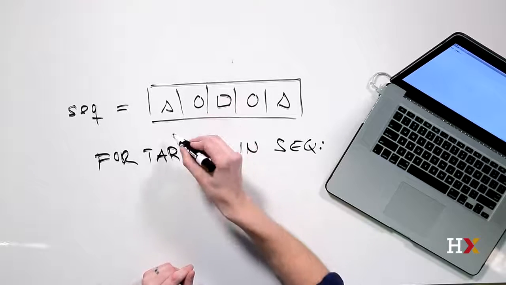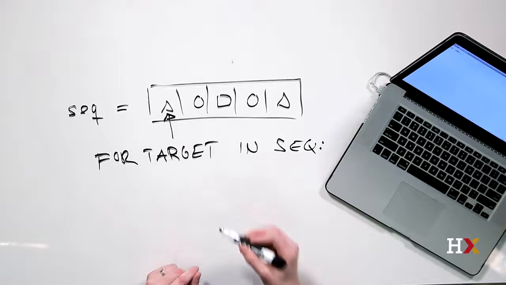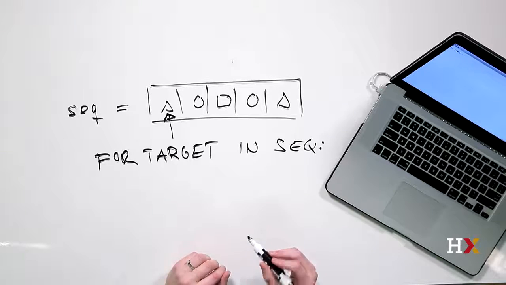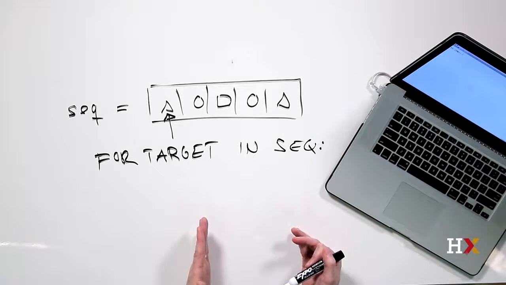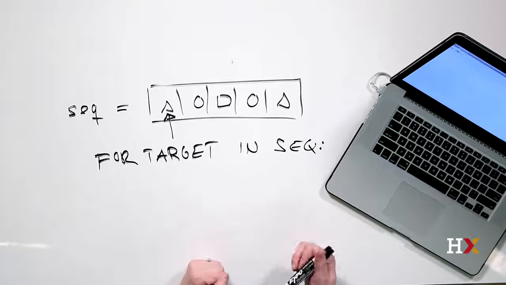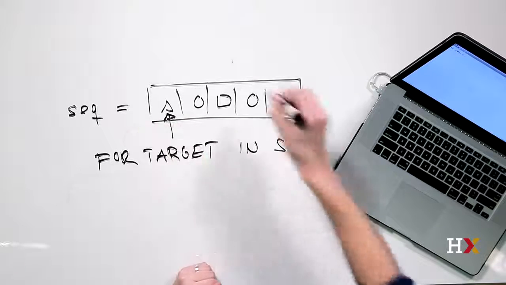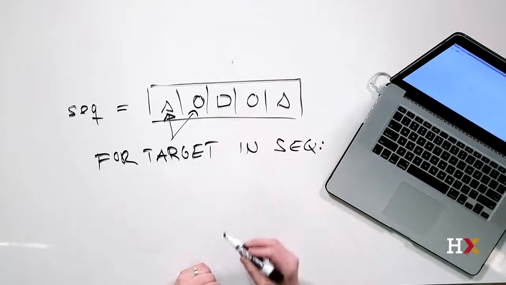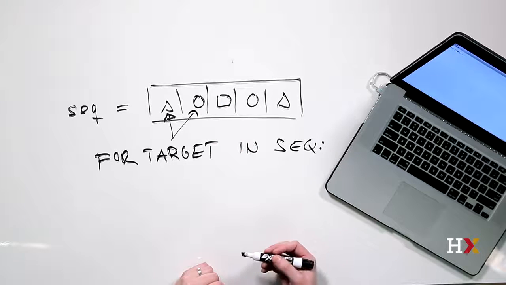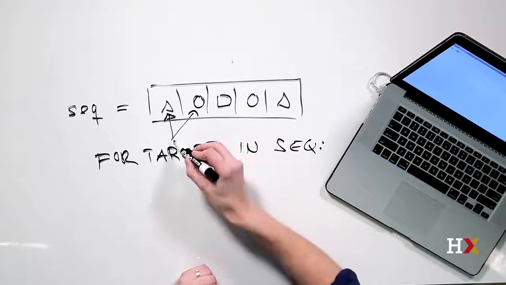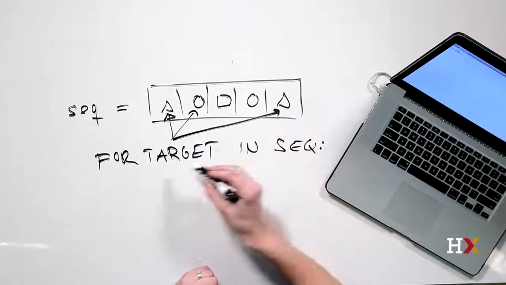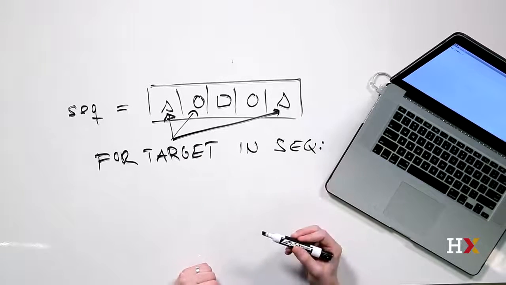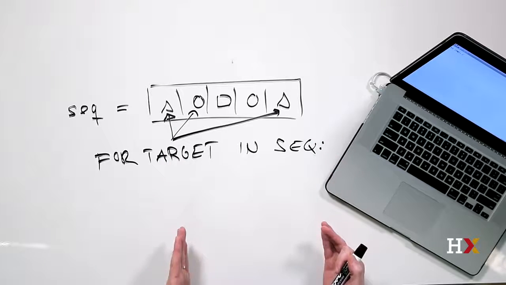First, target is going to point to the object at location 0 in the sequence, and is going to run the block of code that's connected with the for compound statement. During the next iteration, target will be pointing to this object here in position 1, and so on. Finally, at the very end of the loop, target will be pointing to the very last object in that sequence, and then run the block of code.